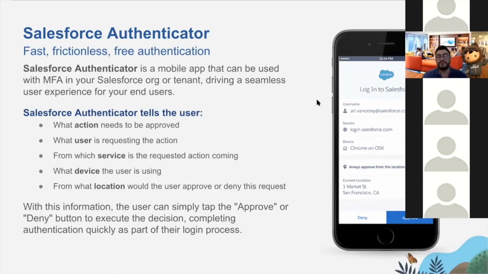it will send a push notification to your phone, and it'll give you some details about the login request. So you'll see here the username, the service, the device, and the location that someone is trying to log in from. So with that information, you can either deny or approve the request. So this is as simple as it gets. Just with the tap of a finger, you can get it approved or denied.